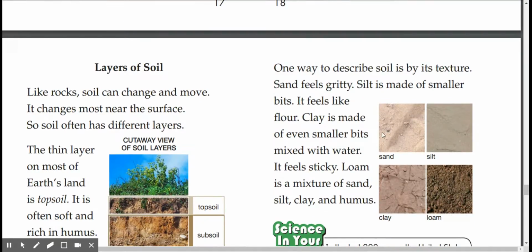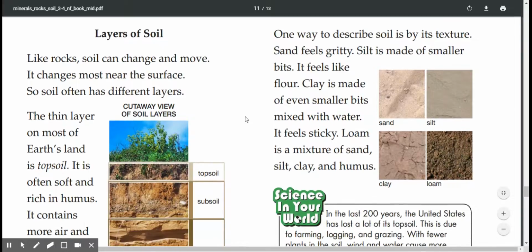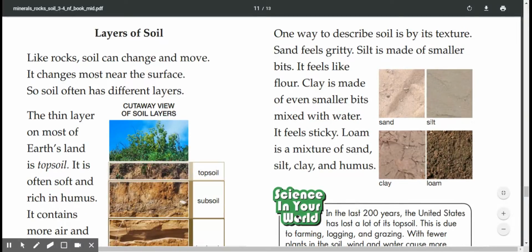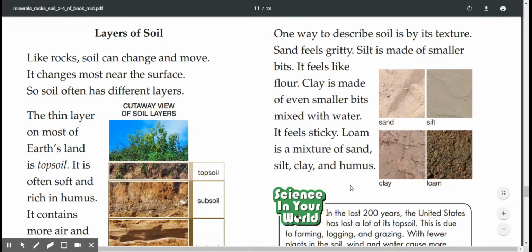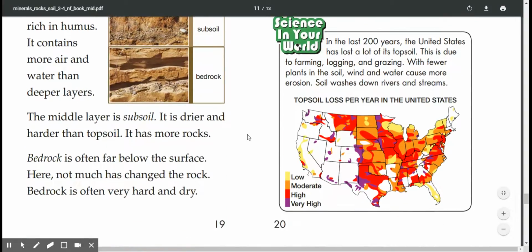Now, one way we describe soil is by its texture. Think about sand. It feels gritty if you've ever picked up sand. Silt is even smaller. It almost feels like flour or something. Clay is made of even smaller bits mixed with water. It's kind of sticky, almost like Play-Doh. Loam is a mixture of all of this plus that organic matter.